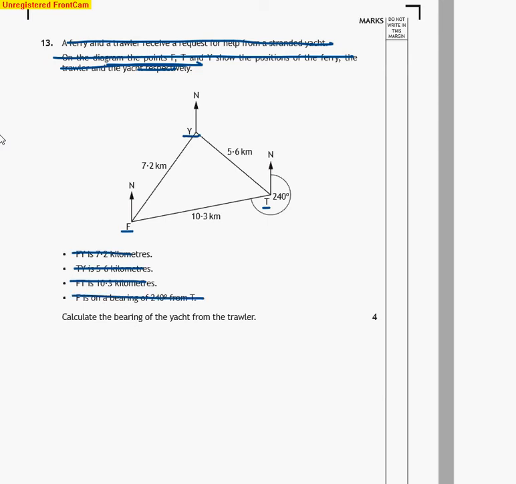Calculate the bearing of the yacht from the trawler. The first thing here is to understand what bearing is. A bearing is distance in degrees from north. So that would be a bearing. There's north. That would be a bearing.